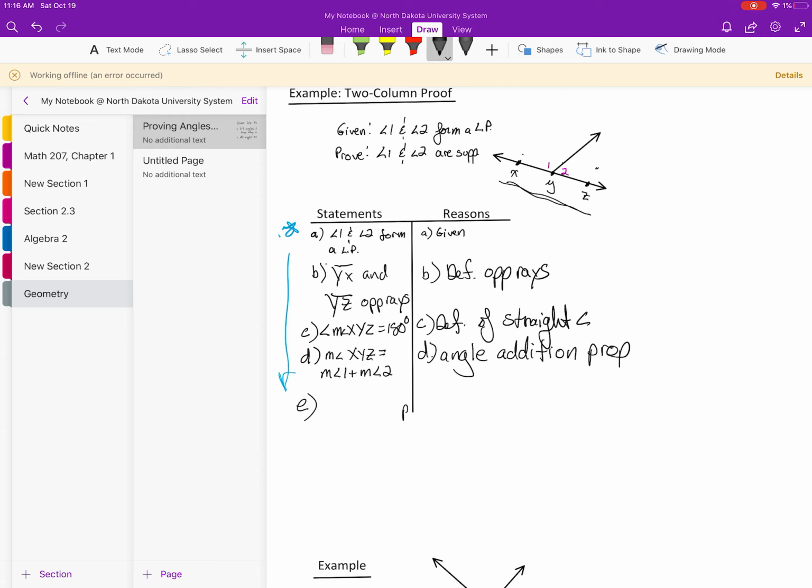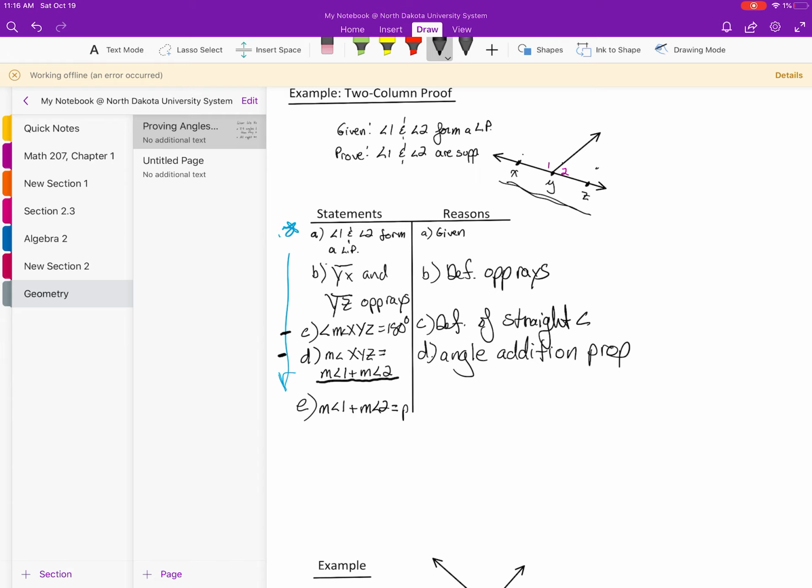All right, is that enough to get us to what we're trying to prove, that angles 1 and 2 are supplementary? Believe it or not, it's not. It seems like we should be able to just say, okay, up here in step C, XYZ is 180 degrees. And if the measure of angle XYZ equals the measure of angle 1 and the measure of angle 2, boom, we're done. But not in geometry. We haven't actually technically stated that these two add up to 180 degrees. So we have to do that, which is kind of a bummer, but let's do it.